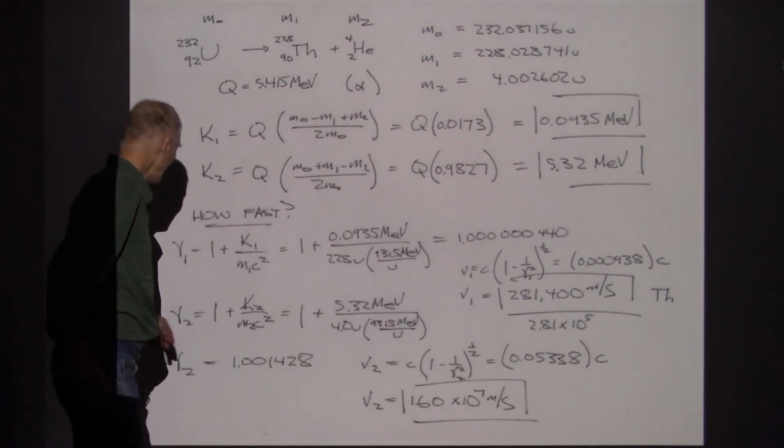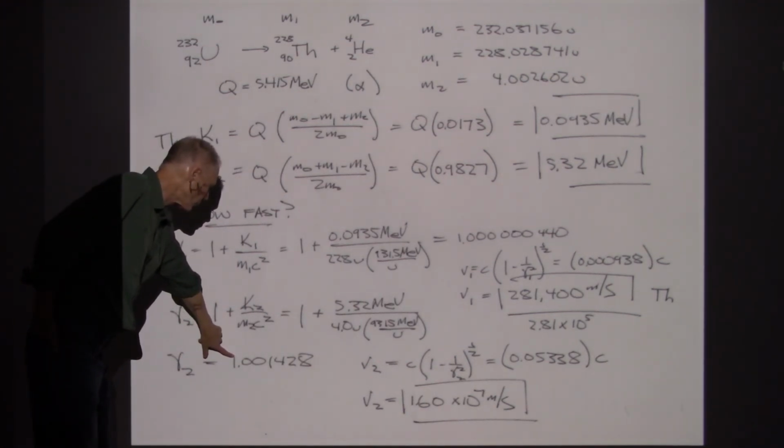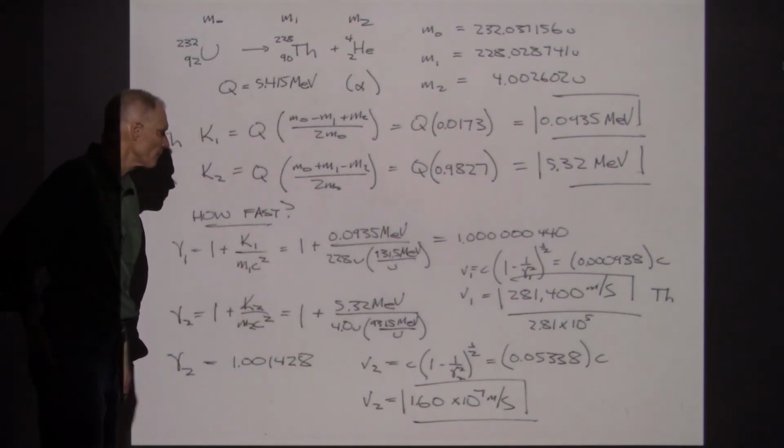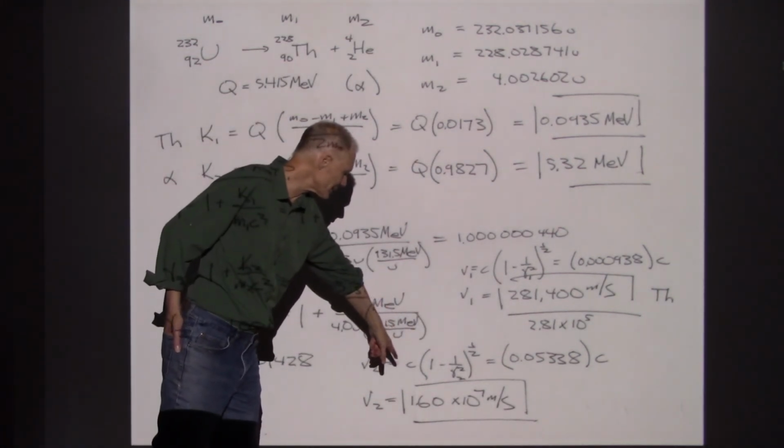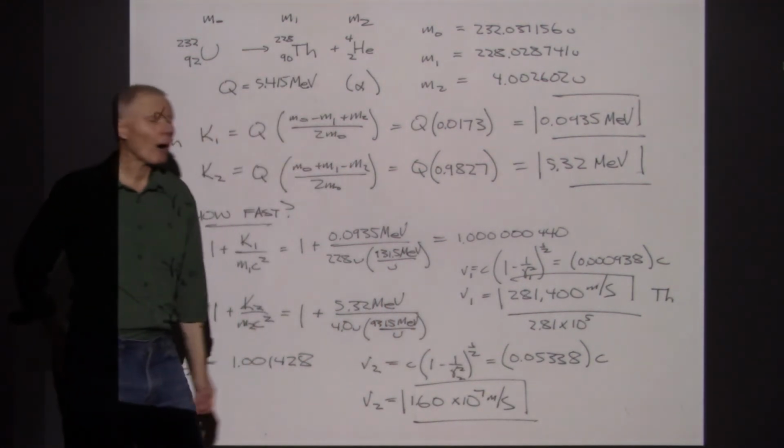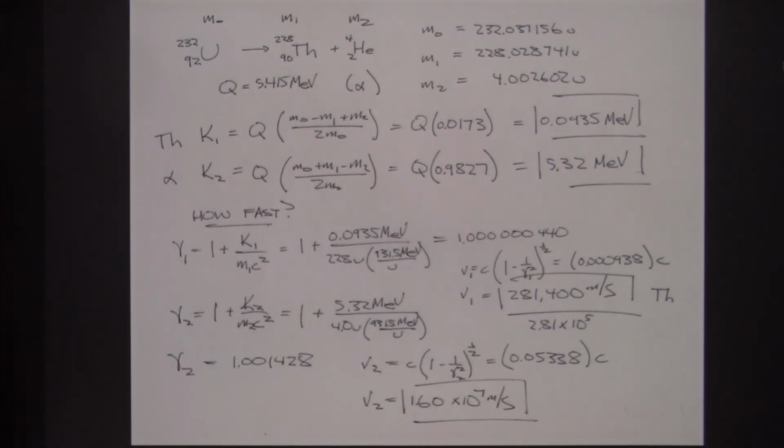What about the alpha particle? Well, the gamma factor here, 1.0014, and that resulted in a speed of, wow, now that's pretty fast. That is 1.6 times 10 to the 7. That's like coming out at 5% of the speed of light, 5% of c.